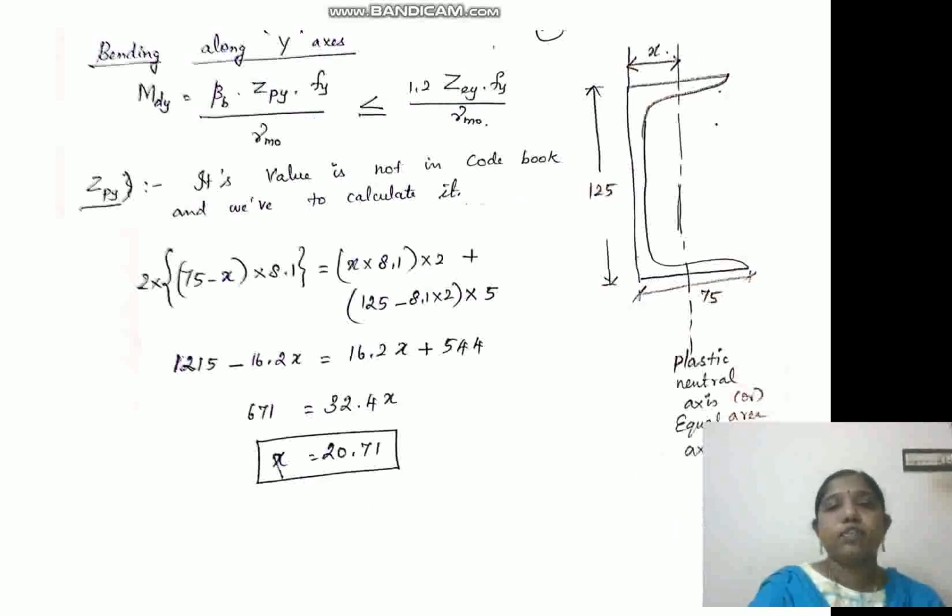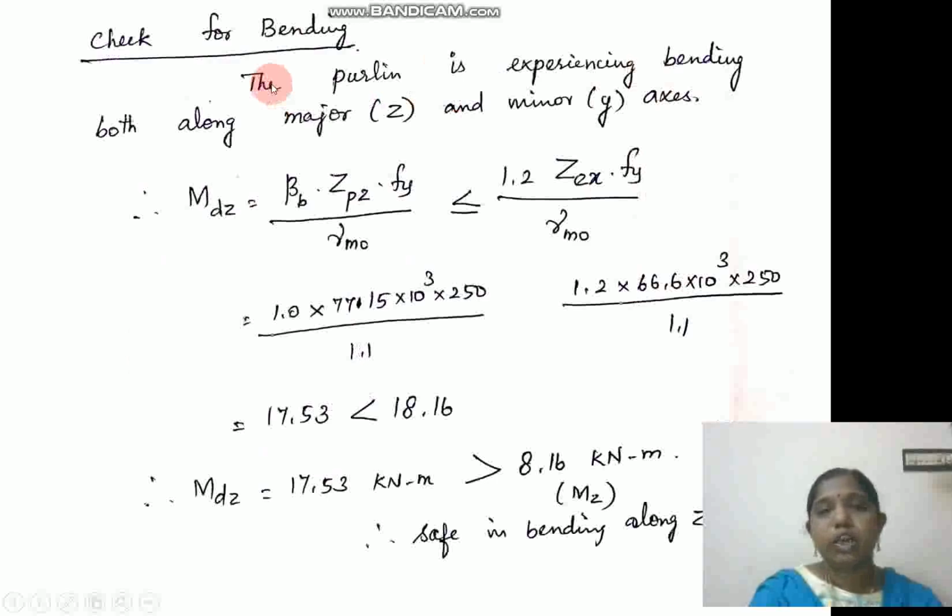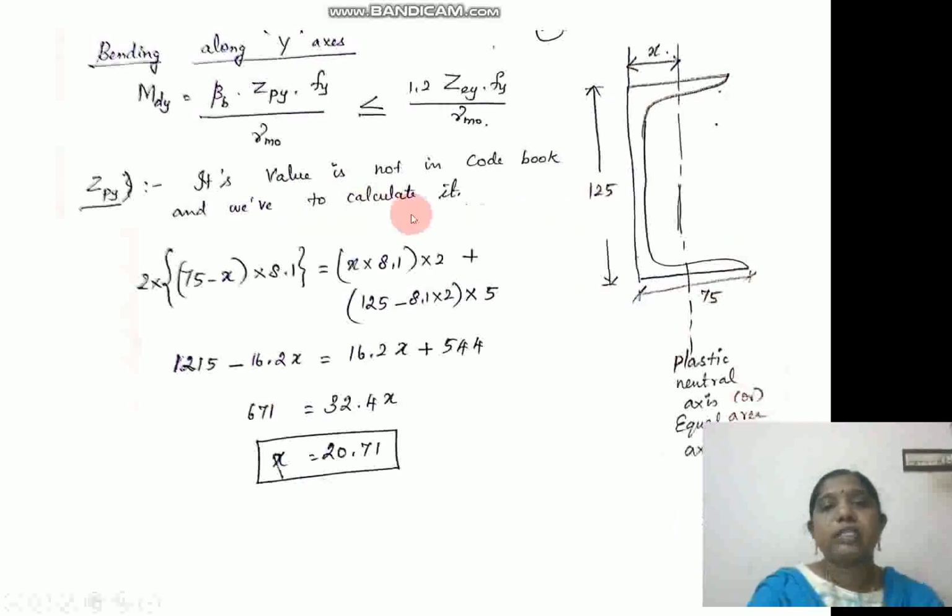For the y-axis, I have to check it out. For the y-axis, I need to know two section moduli, that is your elastic section modulus and the plastic section modulus. For the plastic section modulus, you will take it from the IS 800-2007 annexures, but for the y-axis, the plastic section modulus you have to calculate. Its value is not given in the code book, so we have to calculate. So the x distance of the plastic neutral axis you have to find out. This is nothing but the axis which separates the cross section into equal areas.